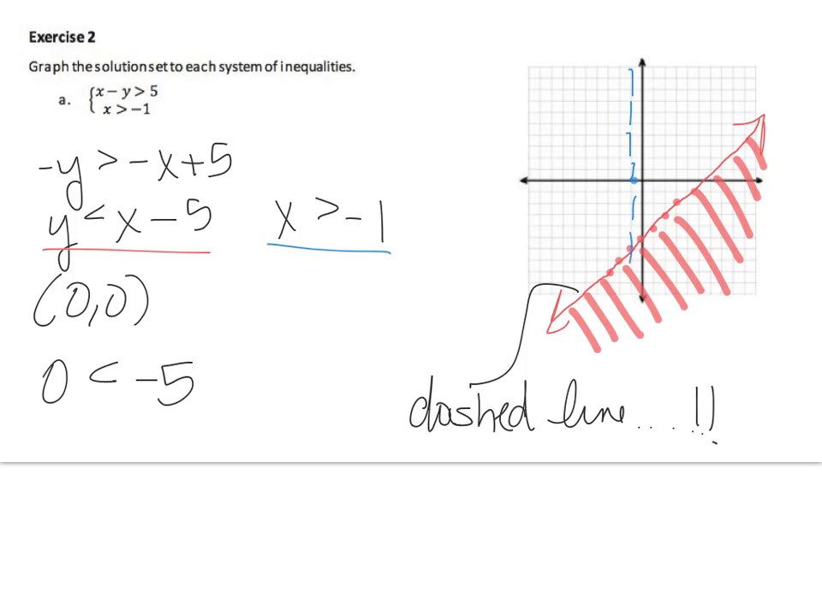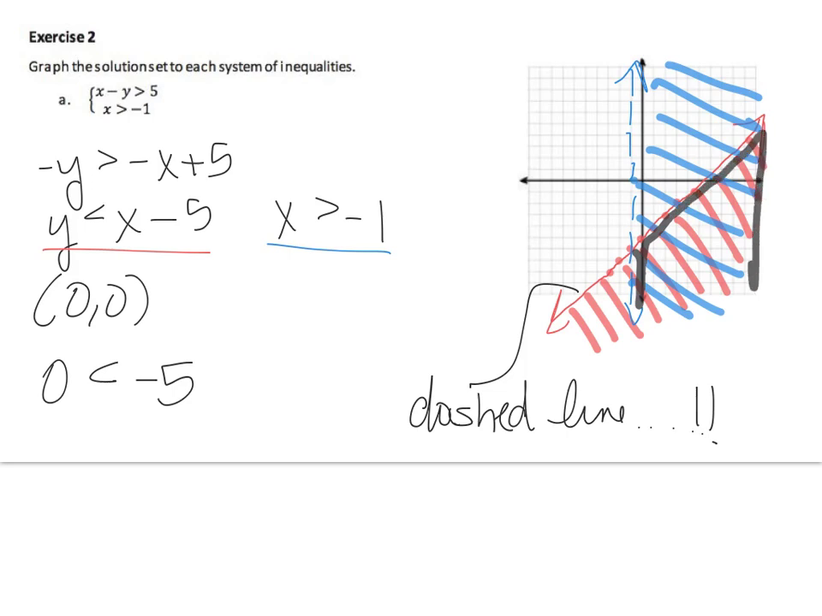I thought lines were hard to draw on an iPad with a stylus. It's harder when you're dashing them. Now we're going to shade everything where x is bigger than -1. And then where your intersection is. There you go.